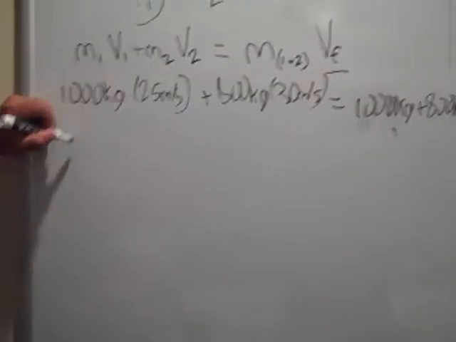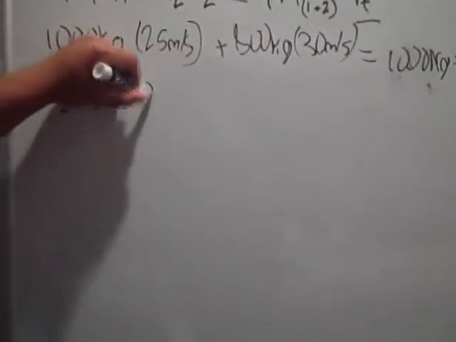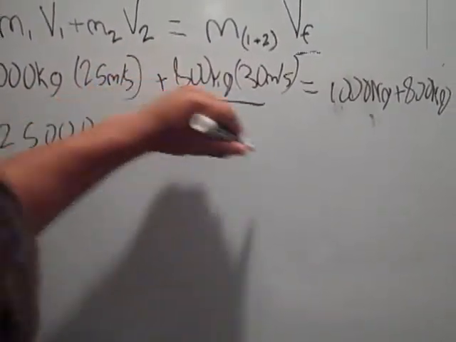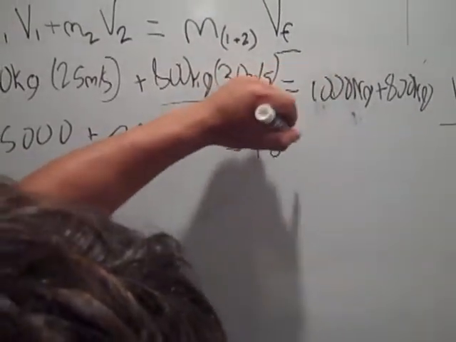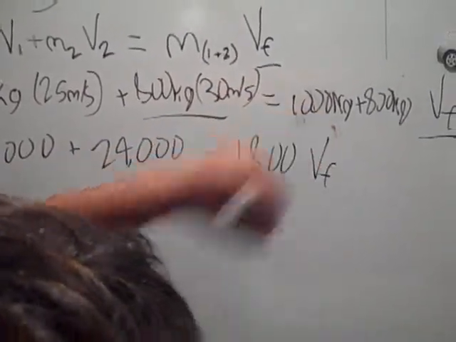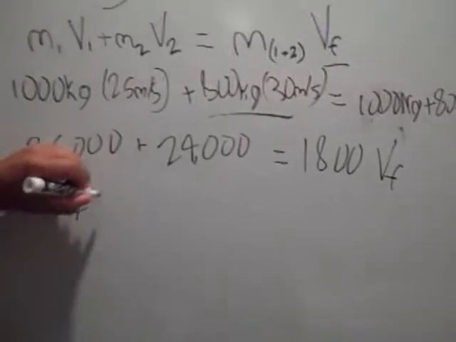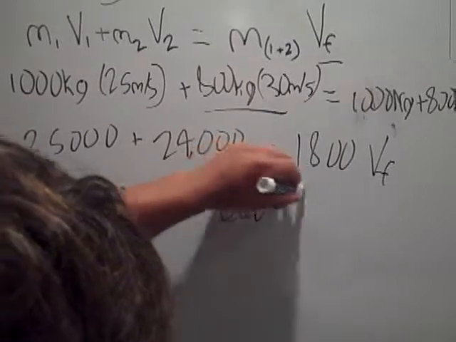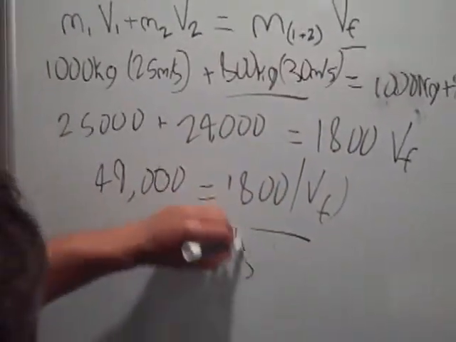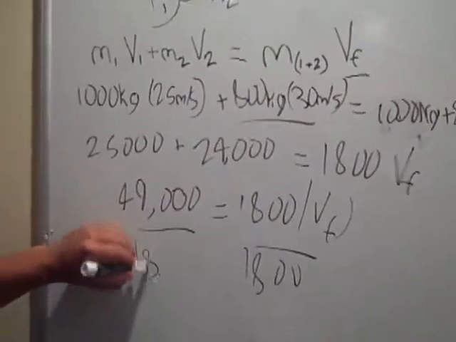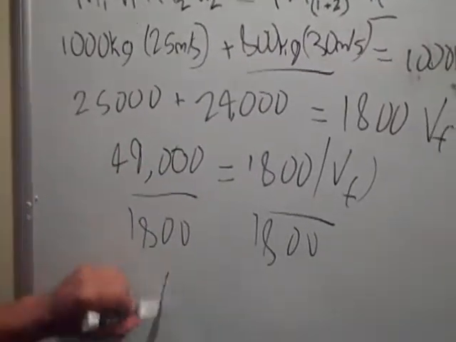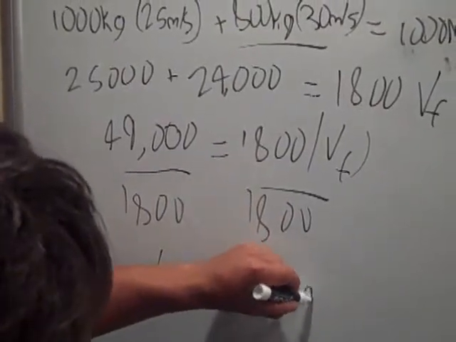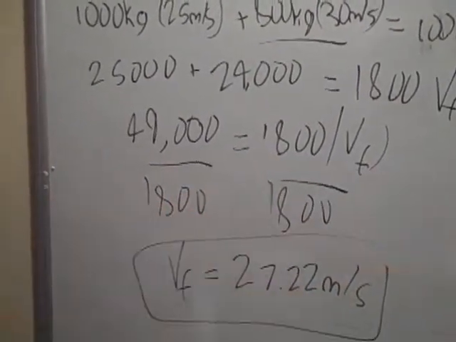So I'm just going to exclude the units for this part. We just got 25,000 plus 24,000 equals 1,800 V final. We add this side, we get 49K equals 1,800 V final. Divide out the 1,800, and the final answer, once we put the units back in, V final equals 27.22 meters per second. And that's our problem on momentum.